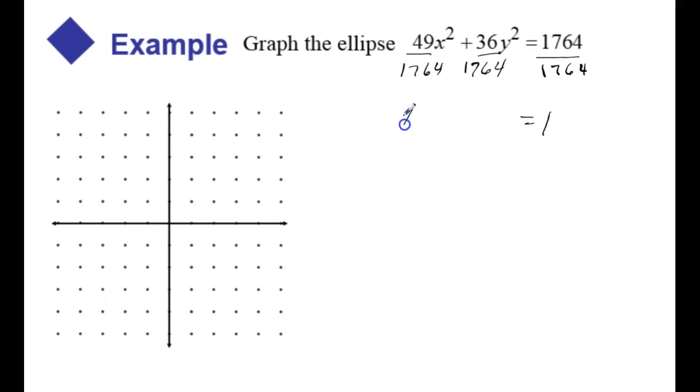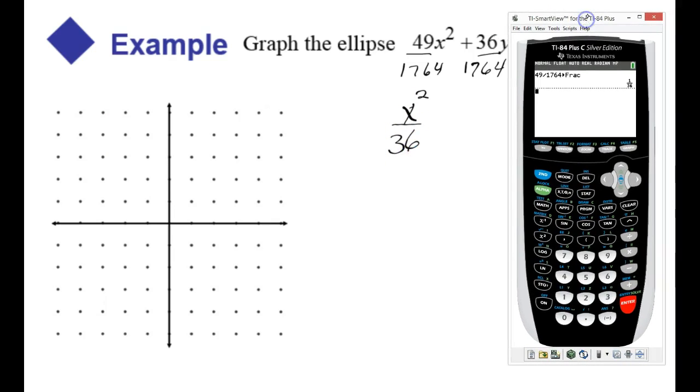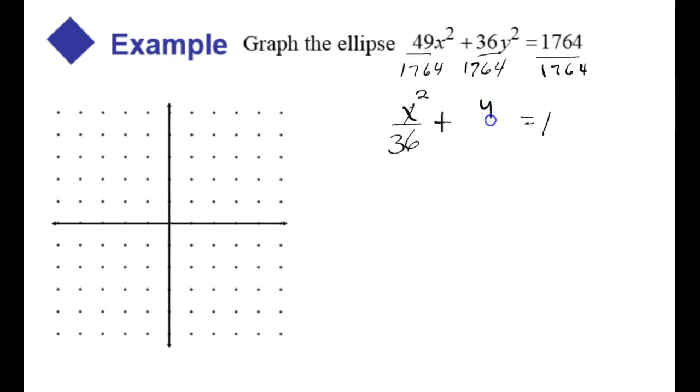So I'm going to put x squared up here and the 36 here, and then I'll repeat the process for 36 divided by 1764. And I'll hit math, enter, enter again, and I get 1/49. So this time, the larger number, A, on the major axis is 7. So I'm going to go 7 above and 7 below, a little bit off my graph.